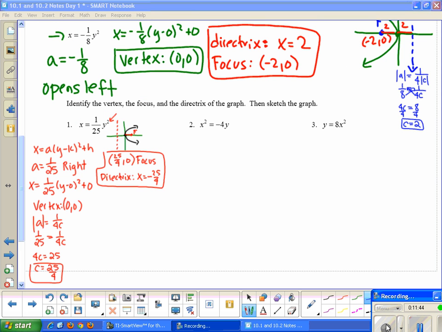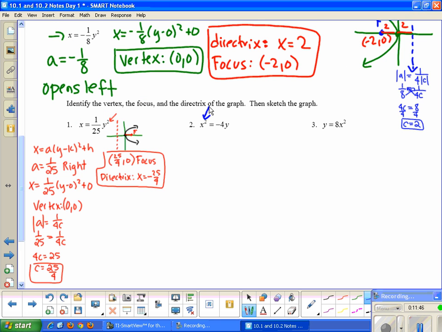So now let's go ahead and look at the next one. For this next one, x is being squared, which tells me my graph is going to open up or down. So in order to figure that out, first I need to solve for y. So I'm going to divide both sides by -4. So I get y equals -1/4 x squared.